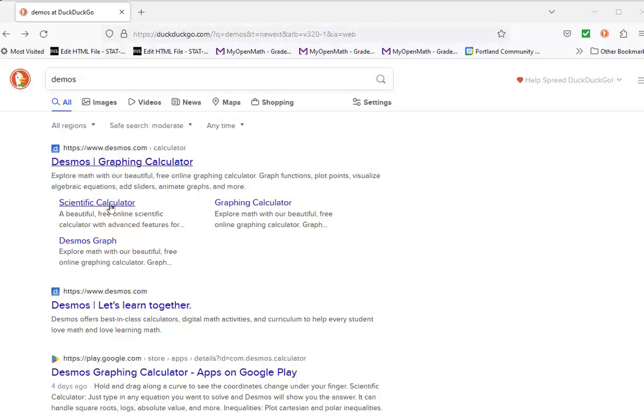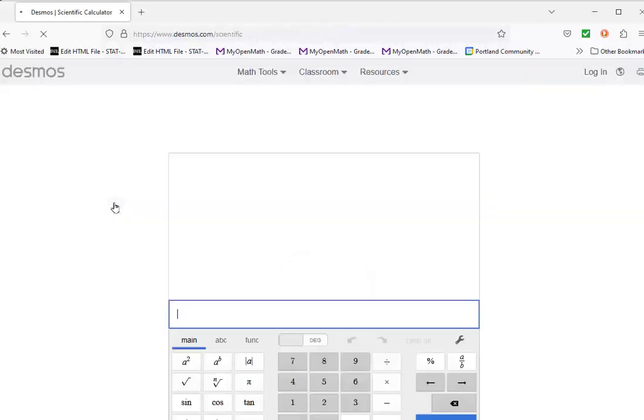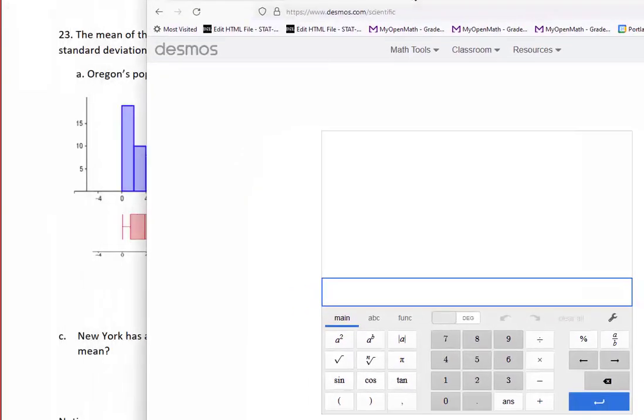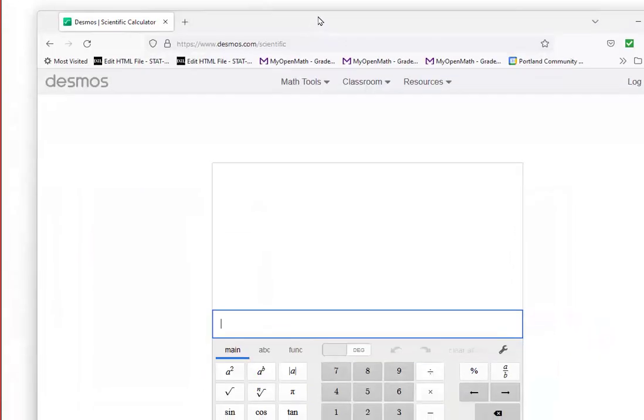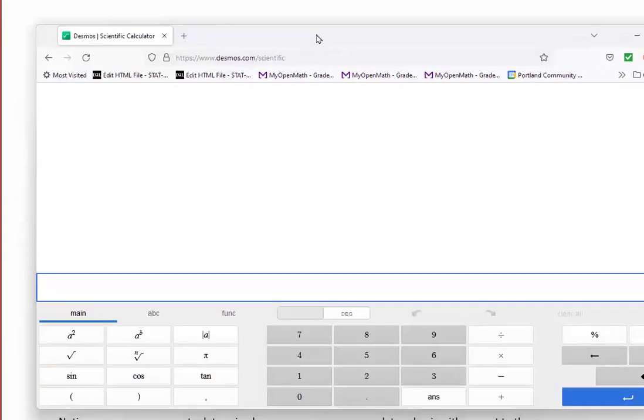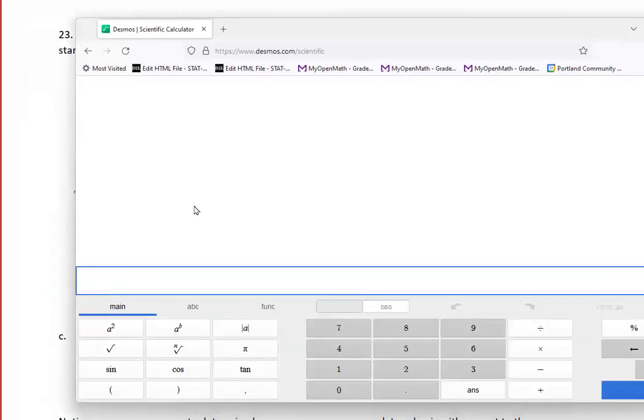If you're hesitant with fractions and order of operations, I would suggest you use Desmos. You can do the graphing calculator or the scientific calculator. I prefer the graphing calculator, but I'm going to do the scientific calculator. I'm going to type all this into this formula.